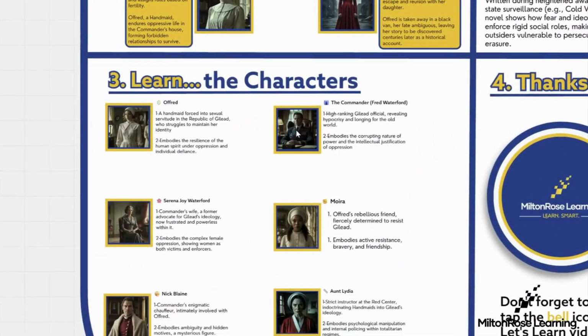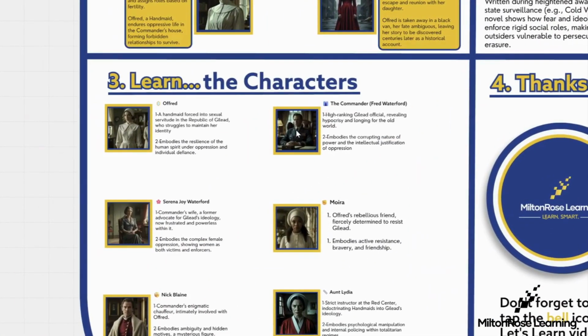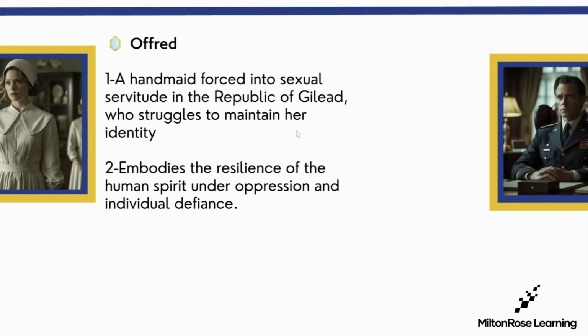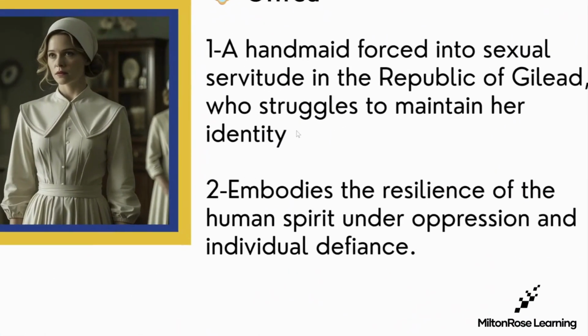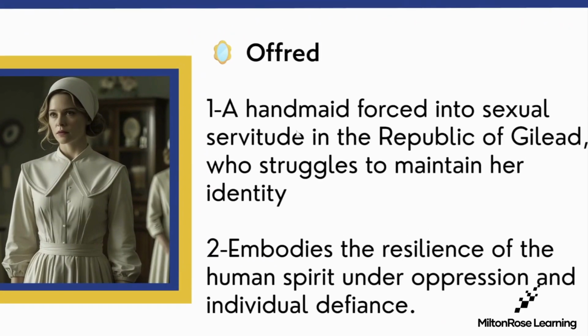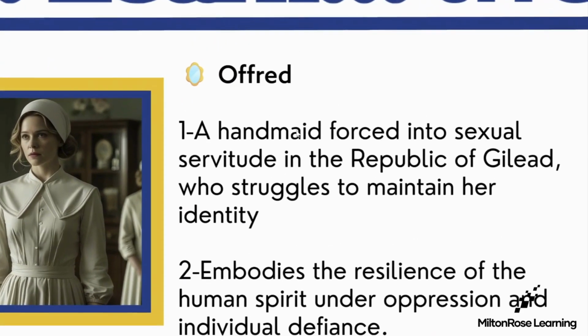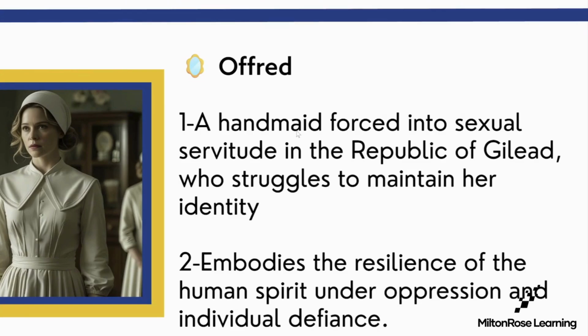Okay, and then let's have a very quick look at just some of the key characters for you, just so you know who they are when you start reading it at school. So the first protagonist that you need to worry about is Offred, the main character. She's a handmaid, and she's forced into sexual servitude in the Republic of Gilead. And she struggles to maintain her own identity because she does have another name, but they take that away from her and call her Offred to destabilise her identity.